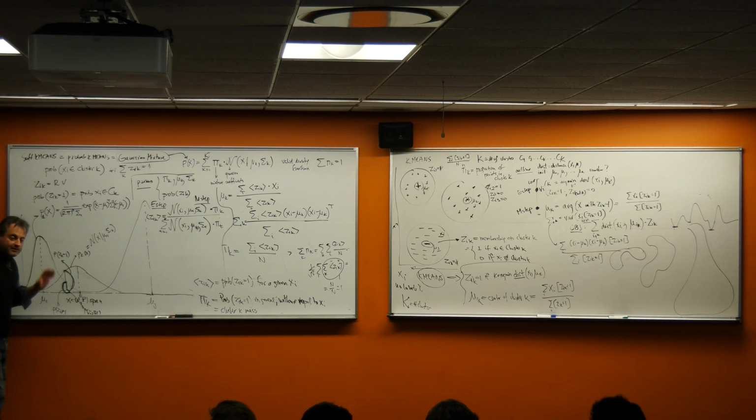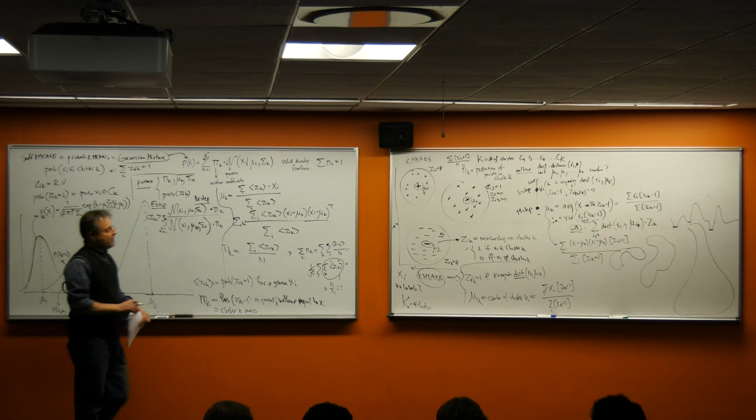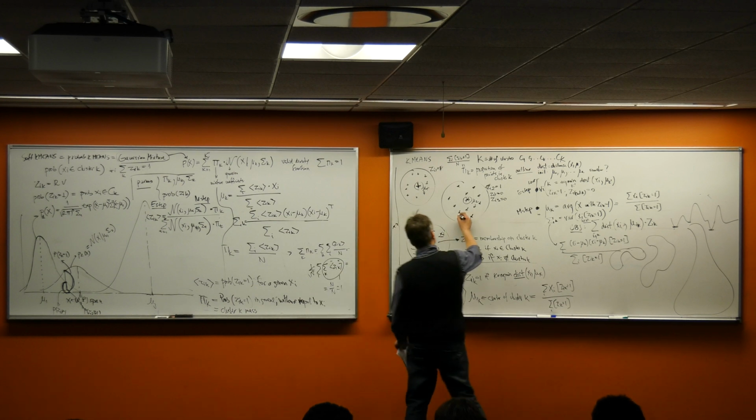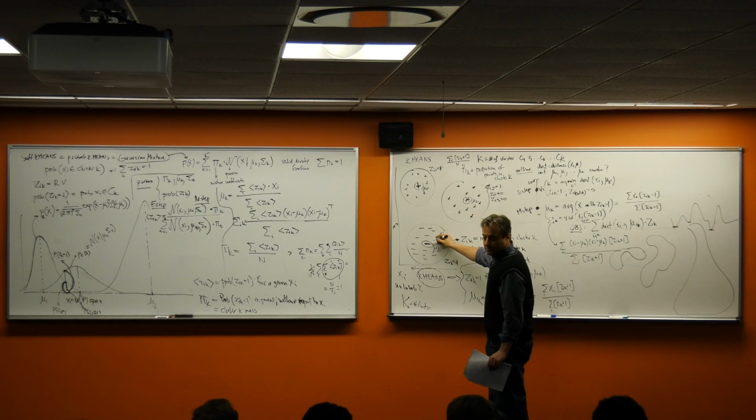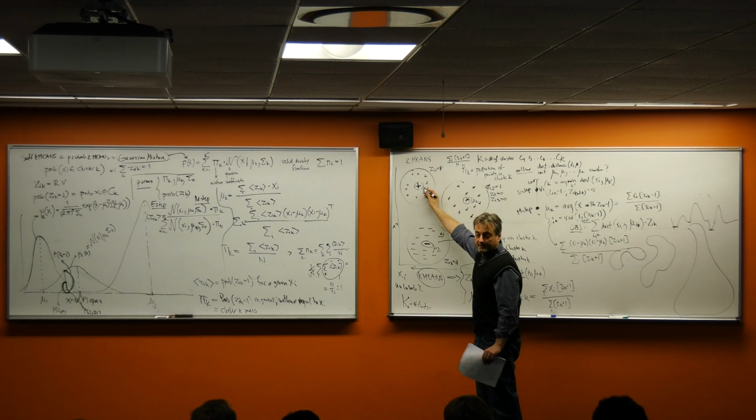In here, I don't want to do that. So very specifically, in soft k-means or Gaussian mixtures, I do not want to say 100% to one cluster, 0 to the others. I want to say if a point is here, it has maybe an 80% chance to be in this cluster, 15% to be in this cluster, and 5% to be in the other cluster.